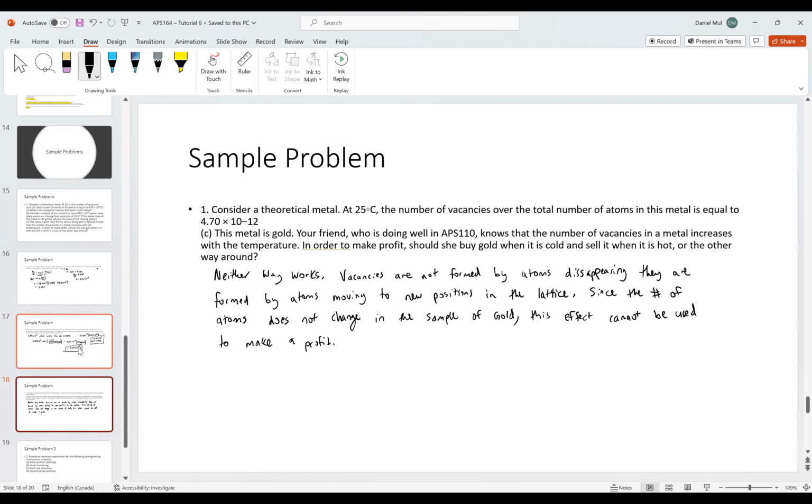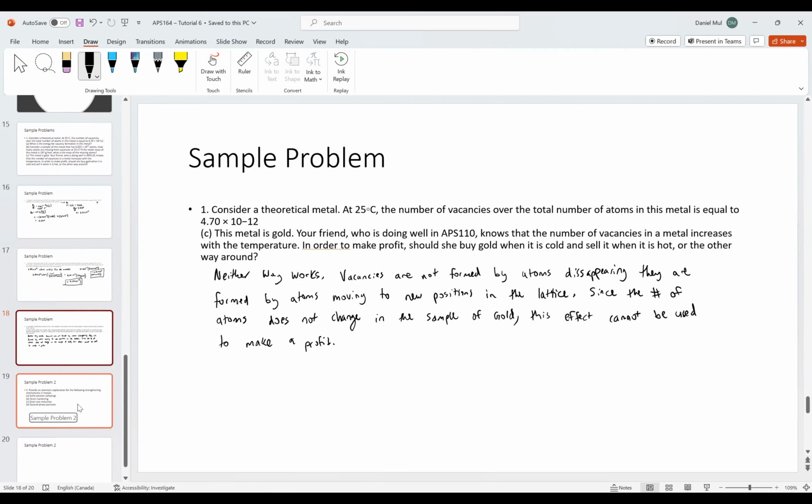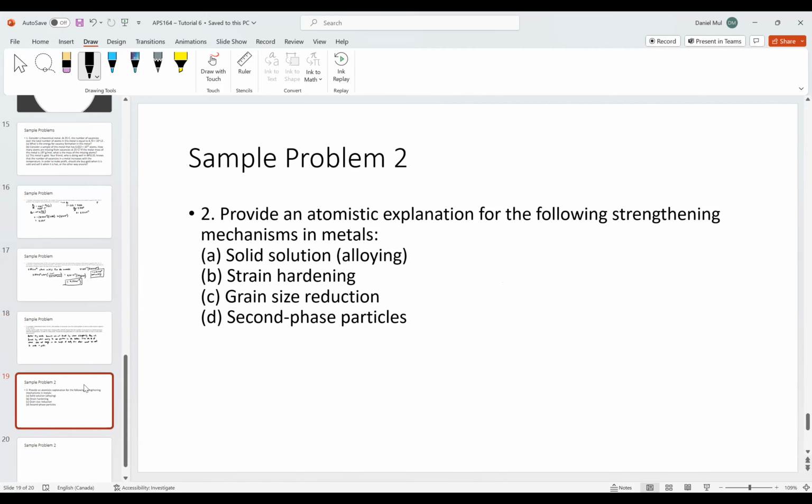Oh wait, I thought the question meant maybe heating the gold made it expand a bit, so she thought she could sell like that. Yeah, I don't know. It's a good way of thinking. She's doing well in the class. I'm jealous. Yeah, so I guess the question is just asking based off of what we're learning right now. But just from a vacancy standpoint, I guess that's how you're supposed to look at it.